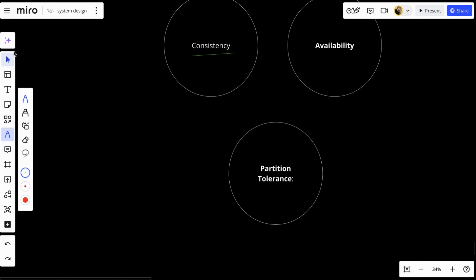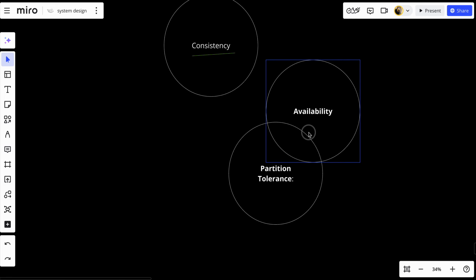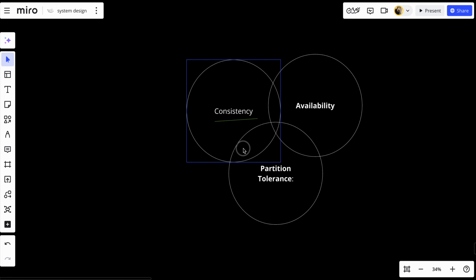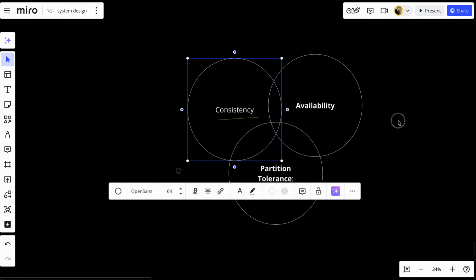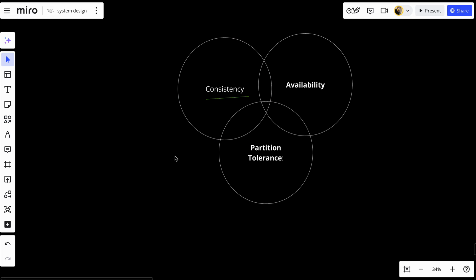So when we try to design a distributed system, basically we try to choose between consistency and availability. Basically, we're trying to choose between a CP system or an AP system. So, as I said before, the CAP theorem tells us that in the face of a network partition, we have to make a choice between consistency and availability.